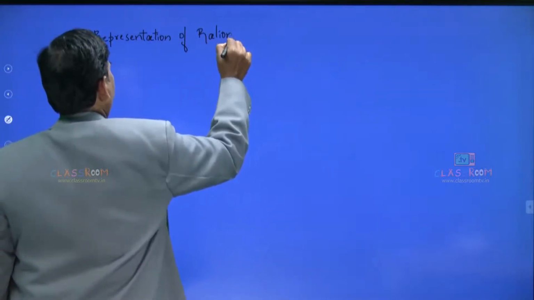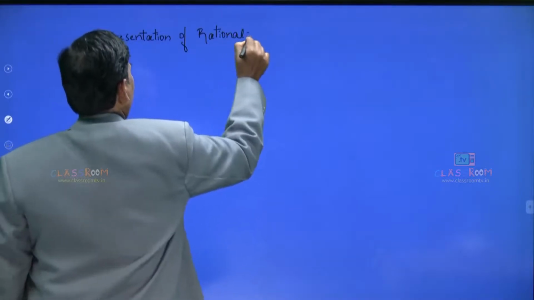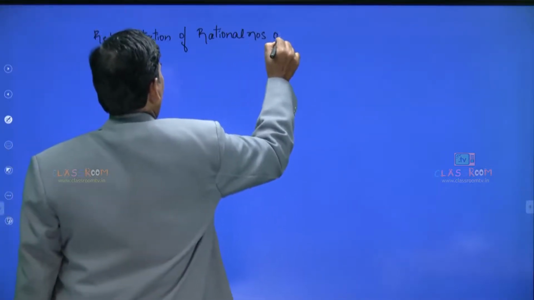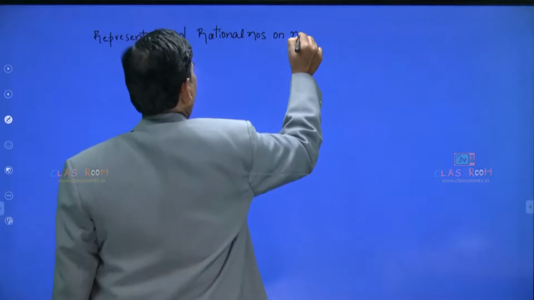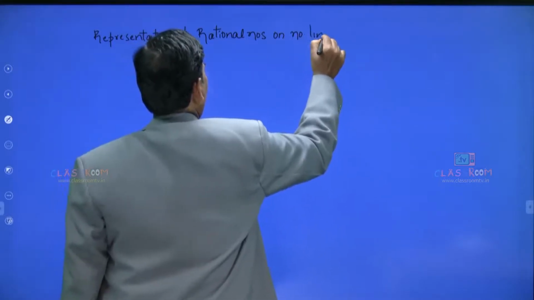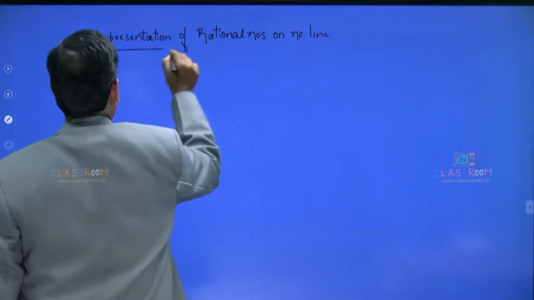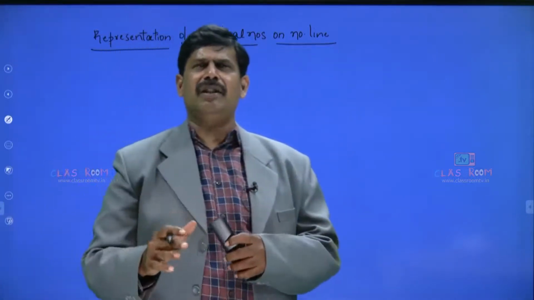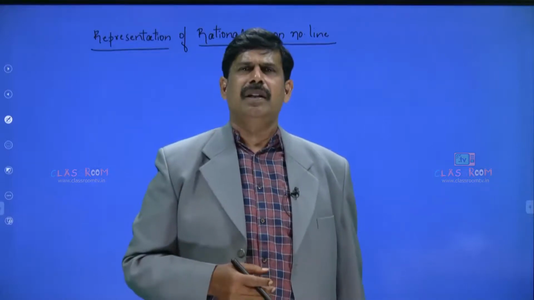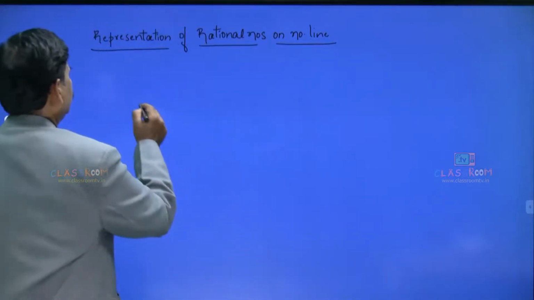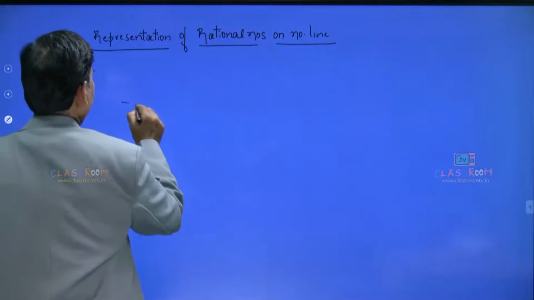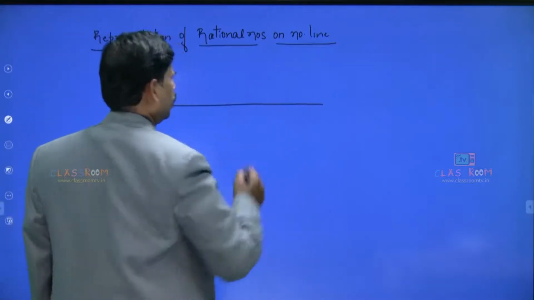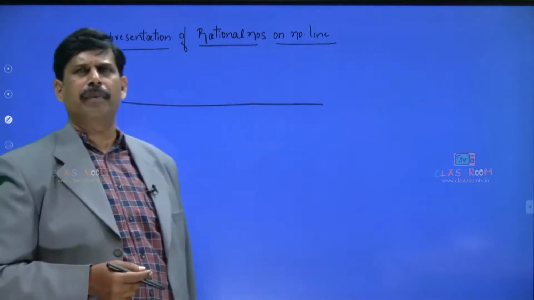Representation of rational numbers on number line. Let us see how to represent these rational numbers on number line. Let us take one number line, children. This is one number line I am taking.